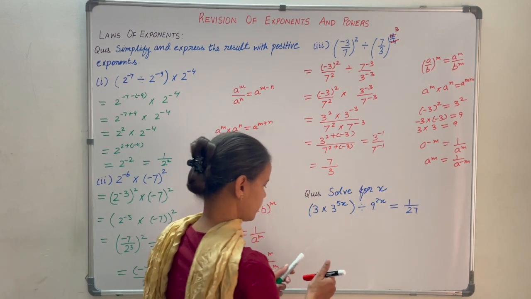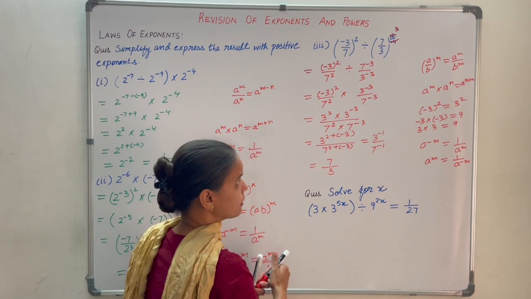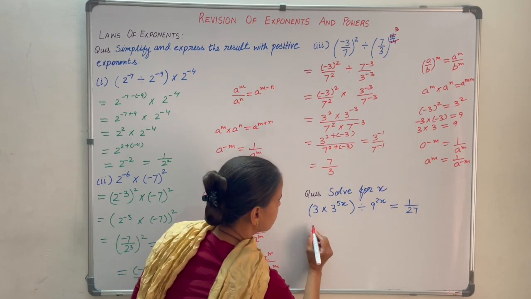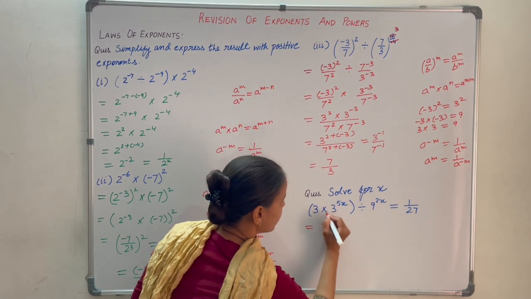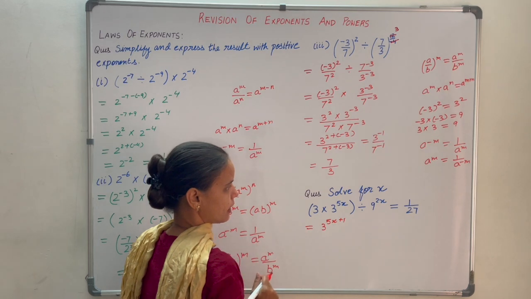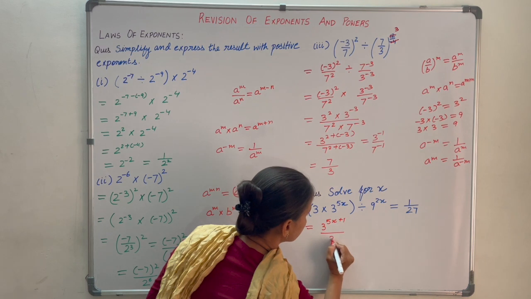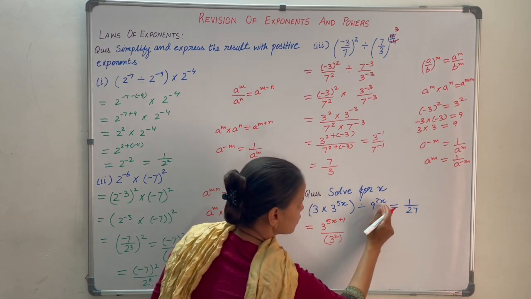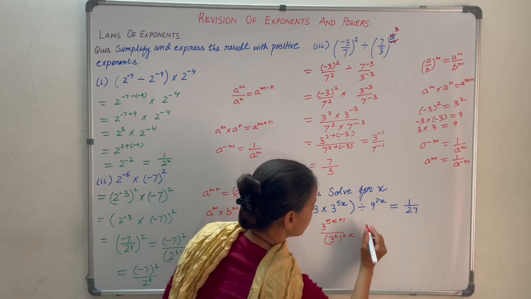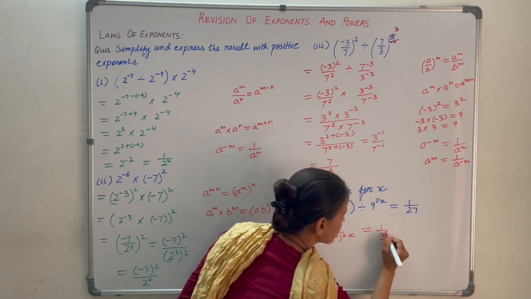So I am going to rewrite this as, let us add the powers here because the bases are same. So I am going to use this law here and simplify it further. So this is 3 raised to power 5x plus 1 in the numerator. When the bases are same, powers get added up. Divided by, I am going to write 9 as 3 square raised to the power 2x. So that is equal to 1 upon, this can be written as 3 cube.